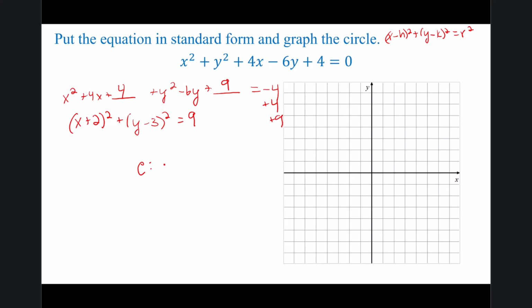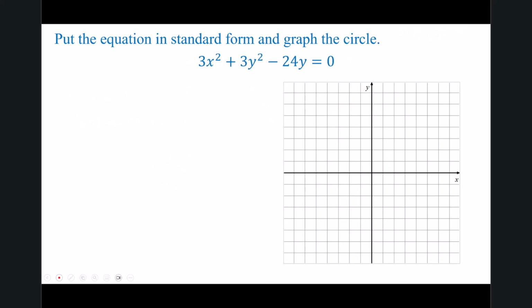The center of the circle is negative 2, 3, and the radius is 3, the square root of 9. So to graph this circle, I'll graph the center first, negative 2, 3. And then my radius is 3, so 3 up, 3 right, 3 down, 3 left, and then draw the circle the best you can.